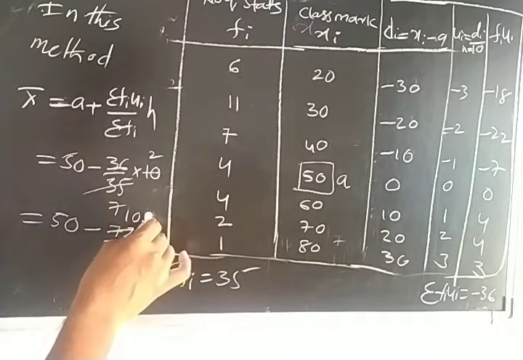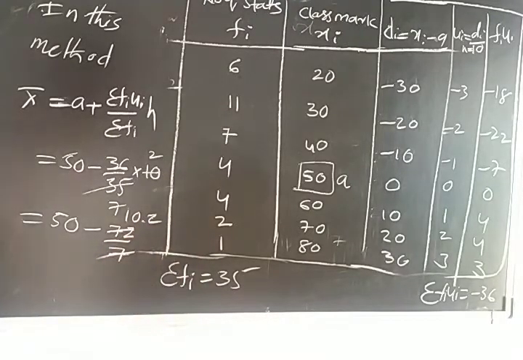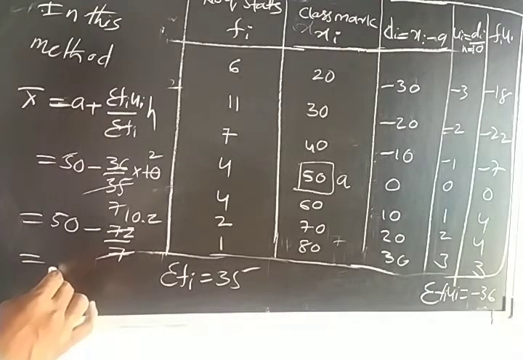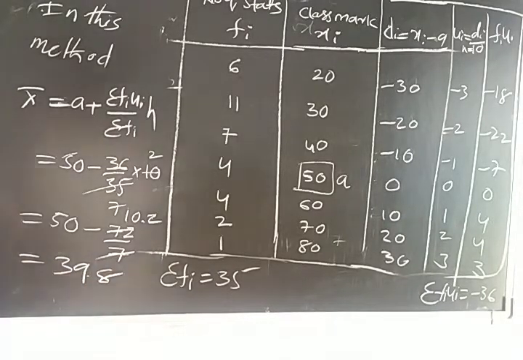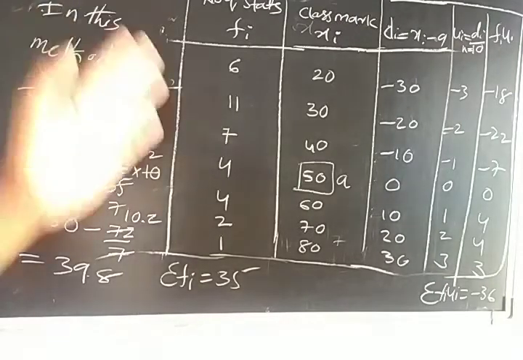Then 20 means 2 times 20 is 40. 50 minus 10.2, what will we get? We will get again 39.8. In step deviation also we got 39.8. So in this way you can find the remaining problems using the 3 methods.